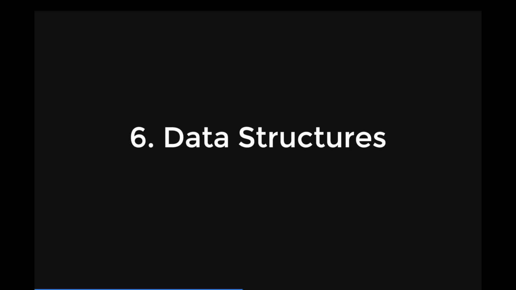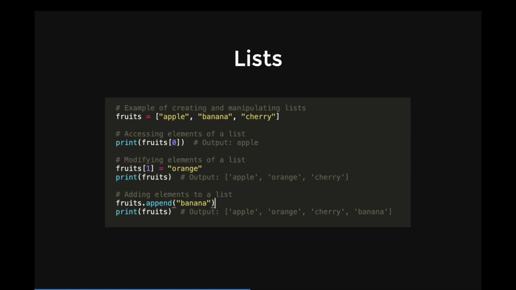Data structures. Data structures are an essential component of any programming language, including Python. They allow you to organize and manipulate data efficiently. In this section, we'll cover some of the built-in data structures in Python and how to work with them. So first one is lists.